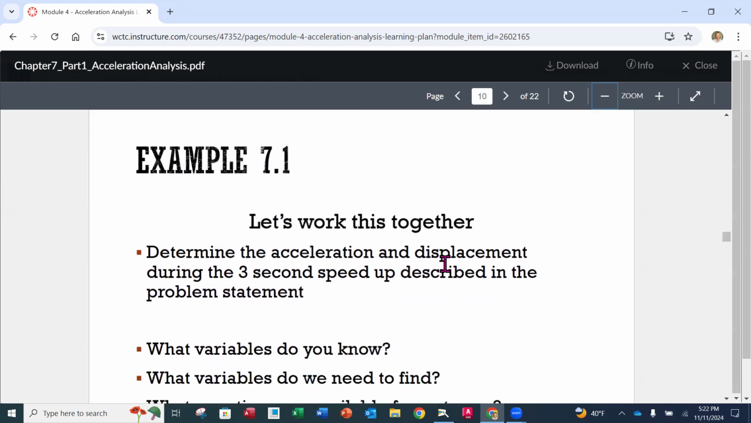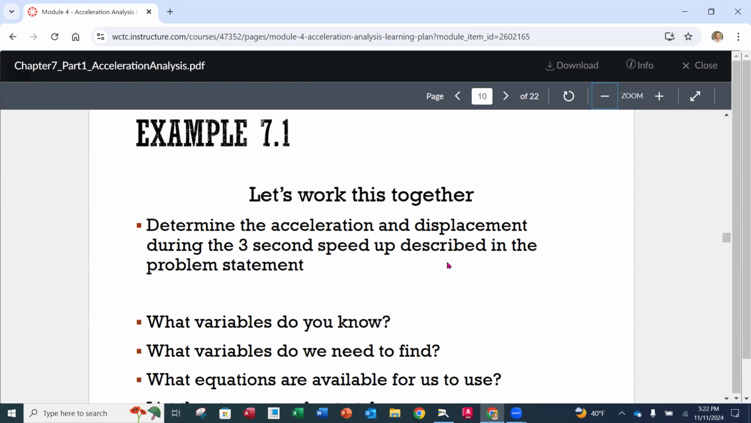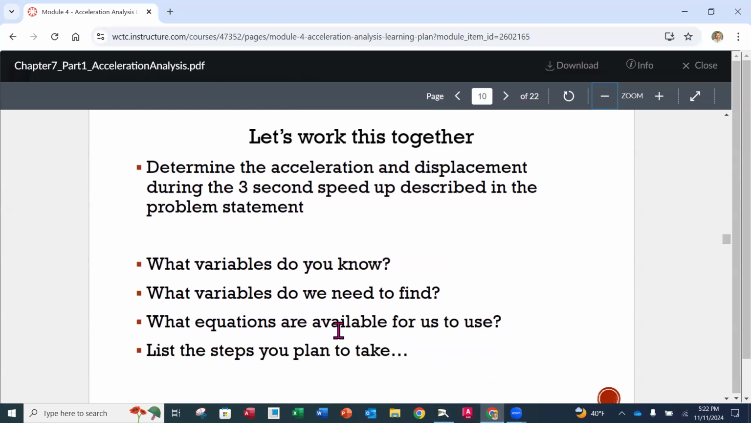So let's look at an example and let's work this one together. In example 7.1, the problem statement is on page 171. It says to determine the acceleration and the displacement during a 3-second speed up described in the problem. And then we're just going to go through this process. What variables do we know? What variables do we need? What equations are available to us to use? And then list your plan, or the steps that you're planning on taking.